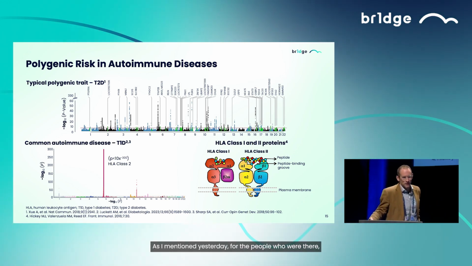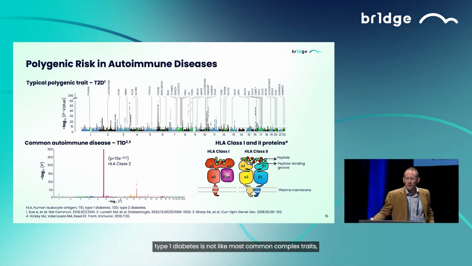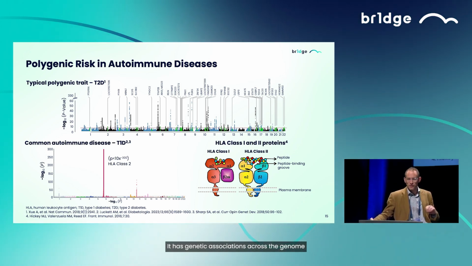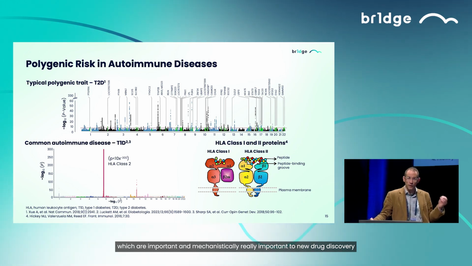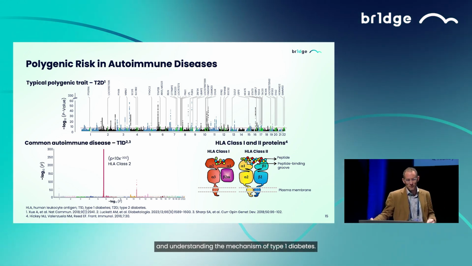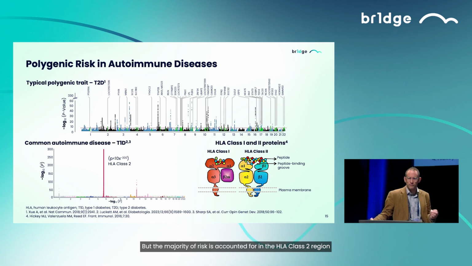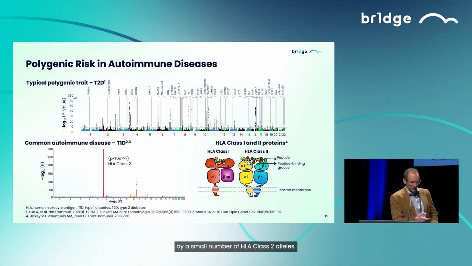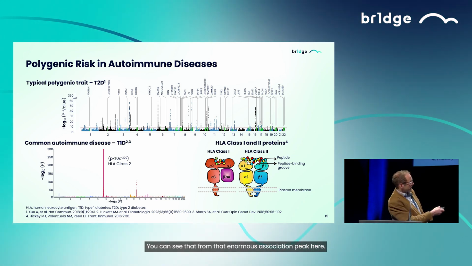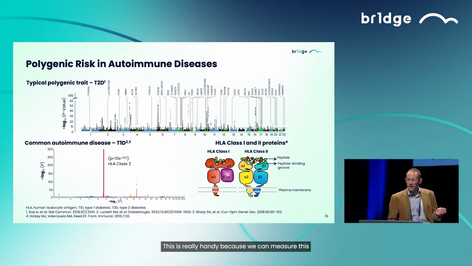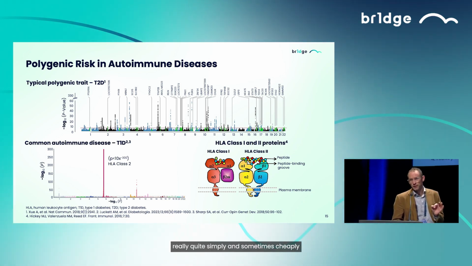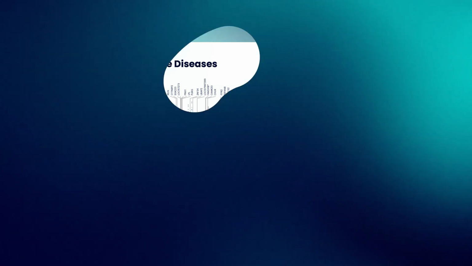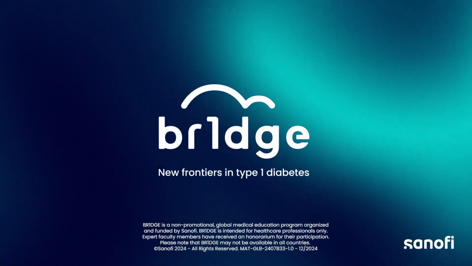As I mentioned yesterday for the people who were there, type 1 diabetes is not like most common complex traits, the top Manhattan plot. It has genetic associations across the genome which are important and mechanistically really important to new drug discovery and understanding the mechanism of type 1 diabetes. But the majority of risk is accounted for in the HLA class 2 region by a small number of HLA class 2 alleles. You can see that from that enormous association peak here. This is really handy because we can measure this really quite simply and sometimes cheaply using a small number of single nucleotide polymorphisms.